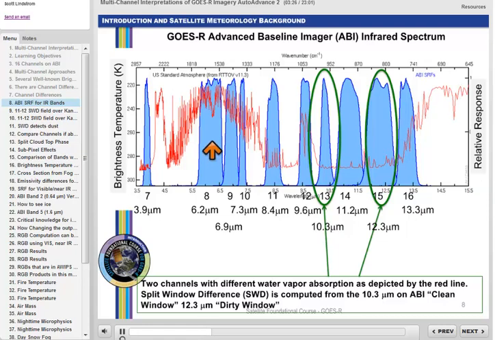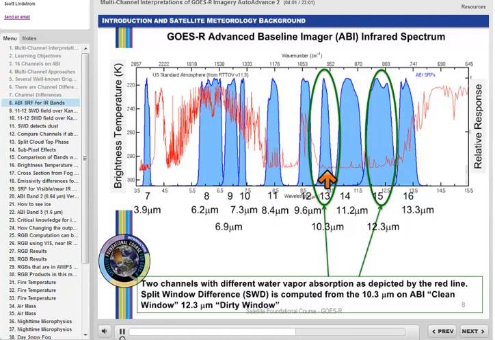Strong absorption by water vapor is apparent in bands 8, 9, and 10. Ozone absorption is apparent in band 12, and CO2 absorption occurs in band 16. These bands will all give cooler brightness temperatures in clear skies than in window channels like band 7 or 13. When the red line is near the bottom of the chart, little absorption is occurring at that wavelength. This is the case for the 10.3 micrometer band 13. Many of the heritage difference products use 10.7 micrometers on GOES 13, 14, and 15.